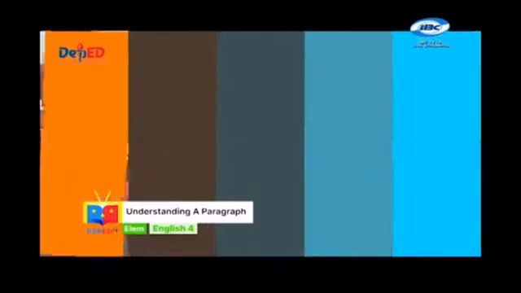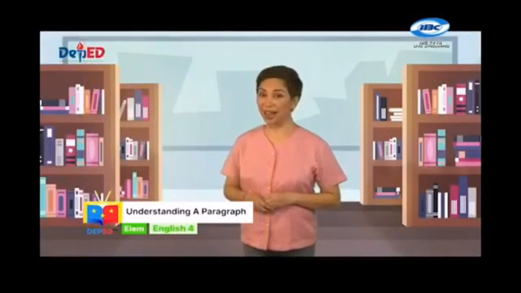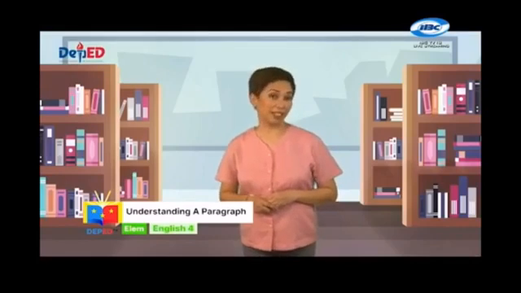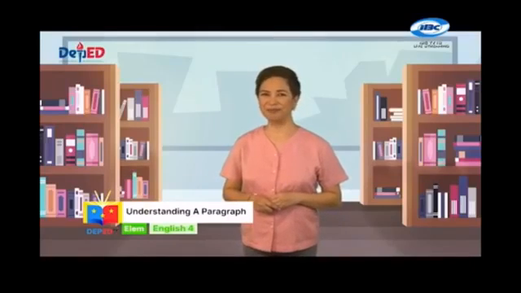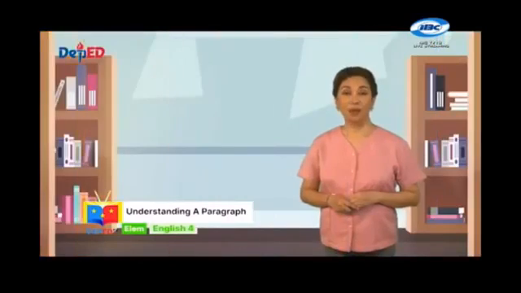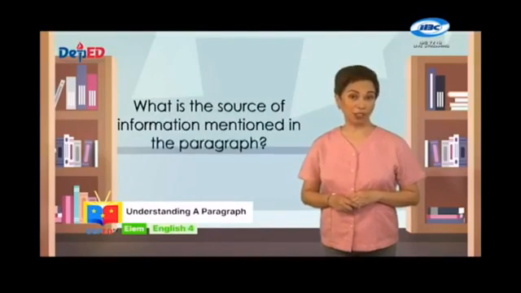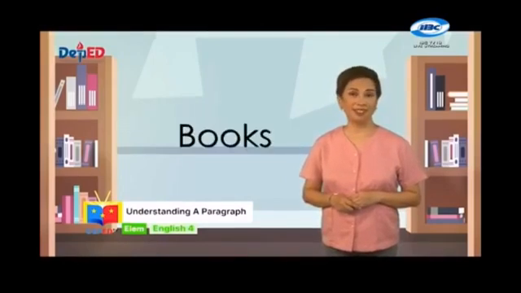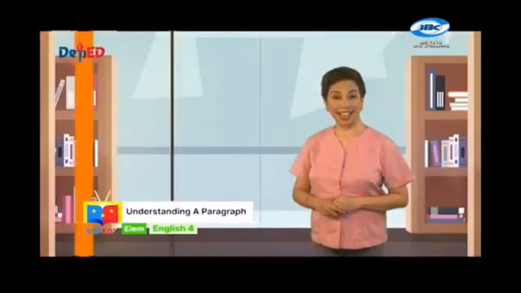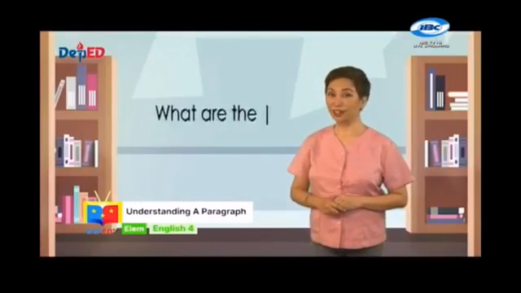Were you able to understand the paragraphs that we have read? Let us now try to answer the following questions based on what we have read. If you have been a well reader, you'll be able to answer these. What is the source of information mentioned in the paragraph? The answer to the question would be books. Next question. What are the types of books?